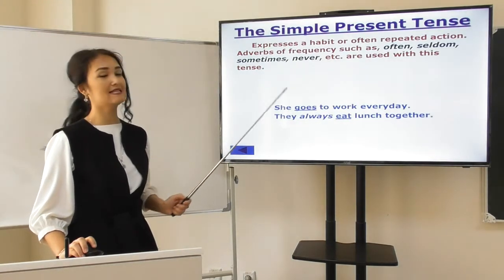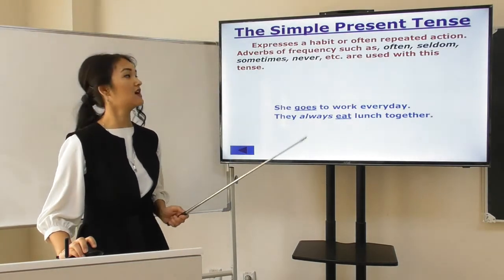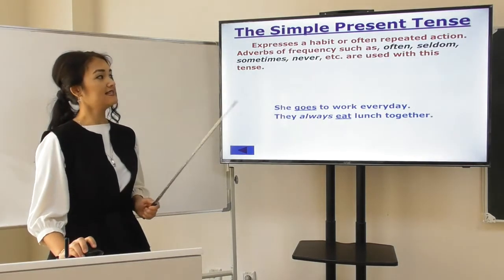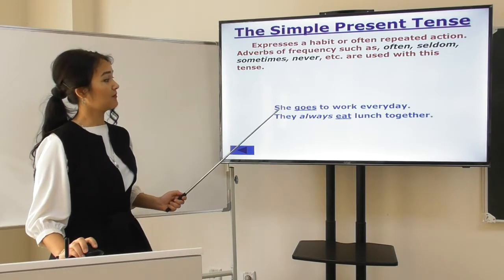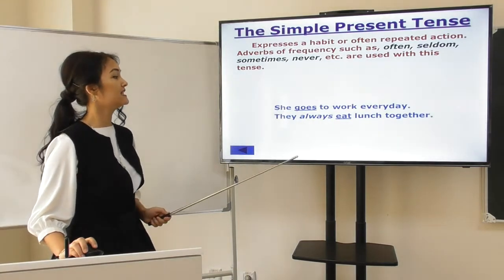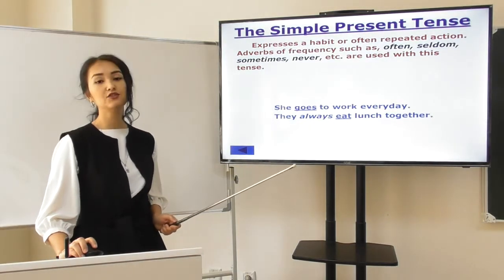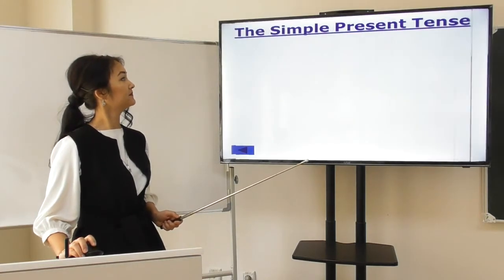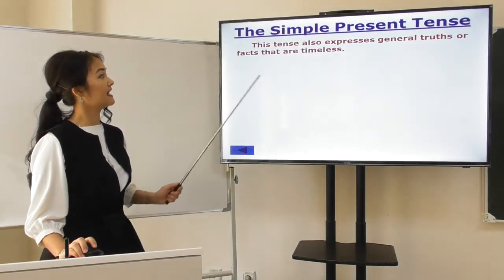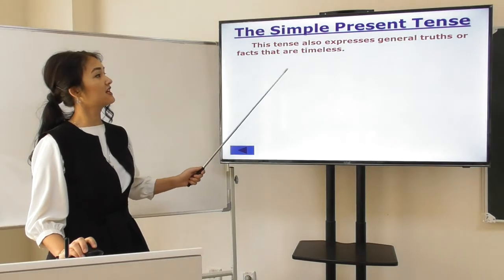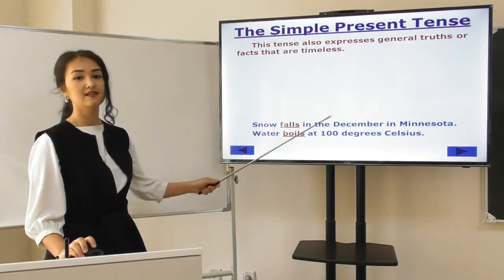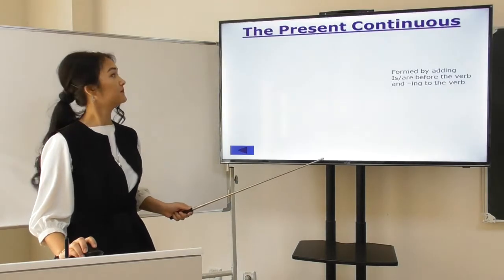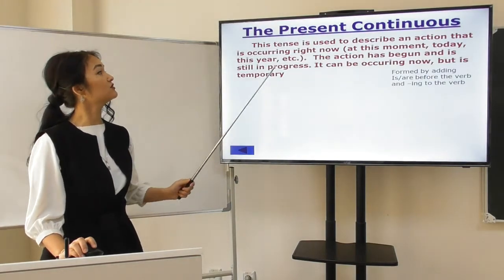Adverbs of frequency such as often, sometimes, never, etc. are used with this tense. For example, she goes to work every day. They always eat lunch together. The simple present tense also expresses general truths or facts that are timeless. This is an example.